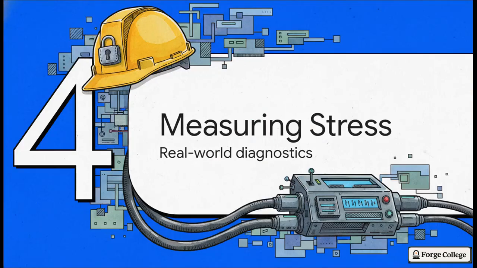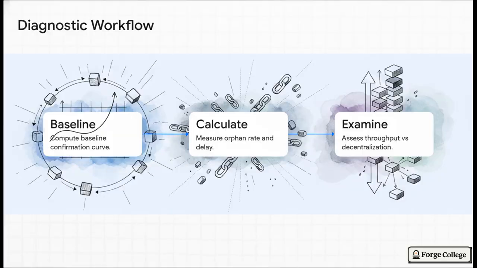Section 4, measuring stress through real-world diagnostics. It's time to put on our hard hats, plug our machine into the diagnostic port, and run some actual measurements. Now, if you were assessing a suspected stress event, let's say a 3-month window where the network looked a little wobbly, here is your 3-step diagnostic workflow. First, compute the baseline confirmation curve. You've got to know what normal looks like, right? Second, calculate the orphan rate and propagation delay during that event. And third, examine throughput versus decentralization. Like, did the block sizes suddenly go up while the network slowed down?